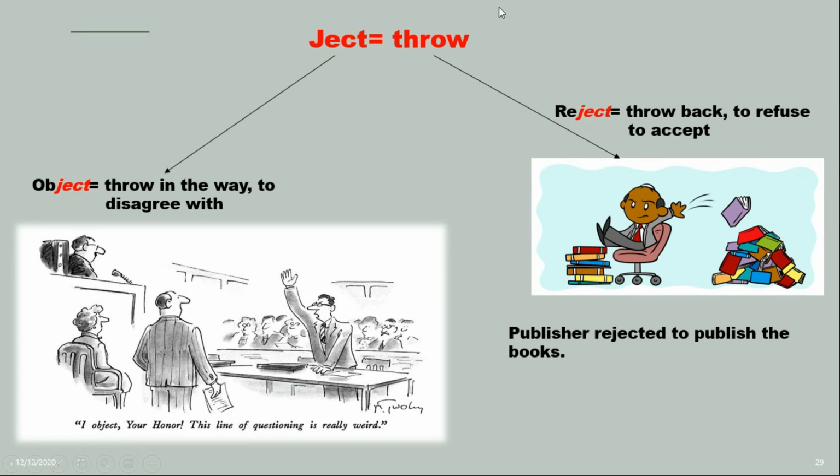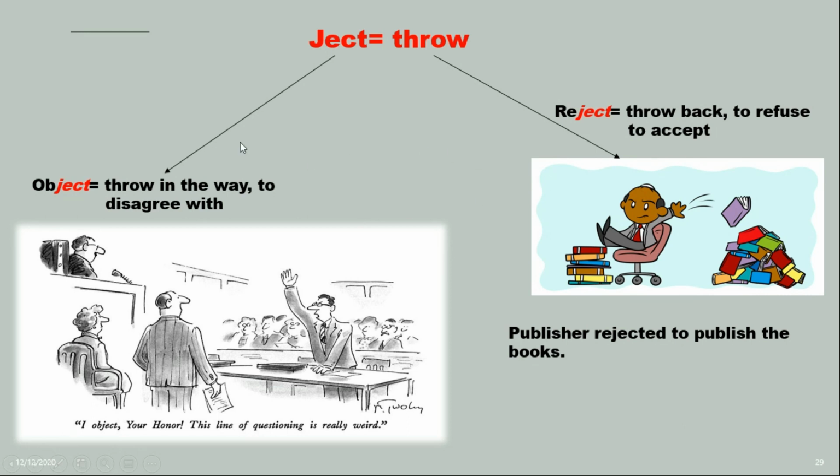Next, look at the root word ject, which means throw. See object, throw in the way, to disagree with. I object, Your Honor. This line of questioning is really weird. Reject, throw back, to refuse, to accept. Publisher rejected to publish the books.